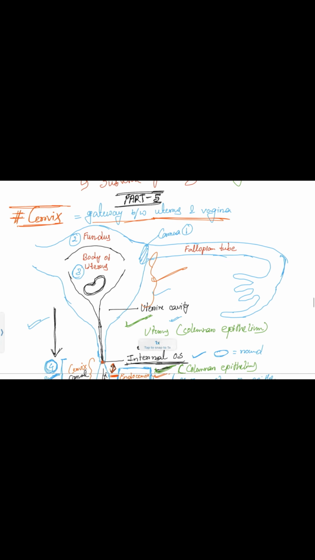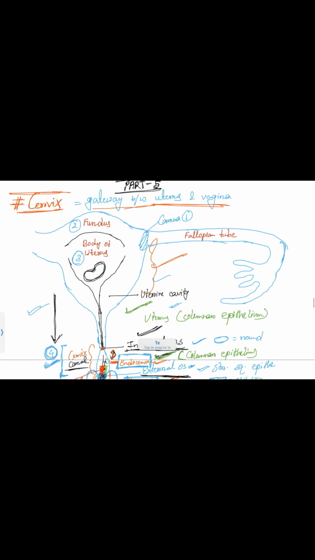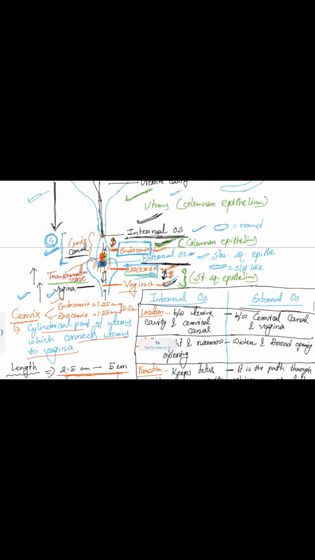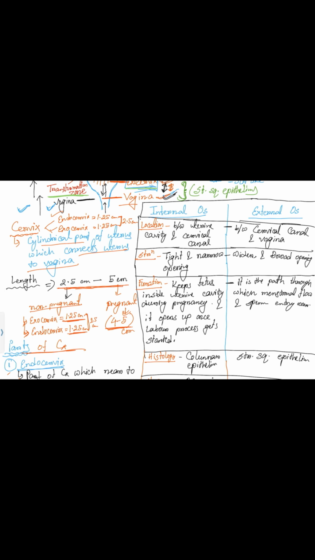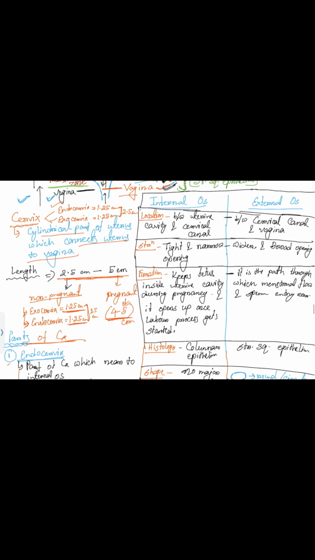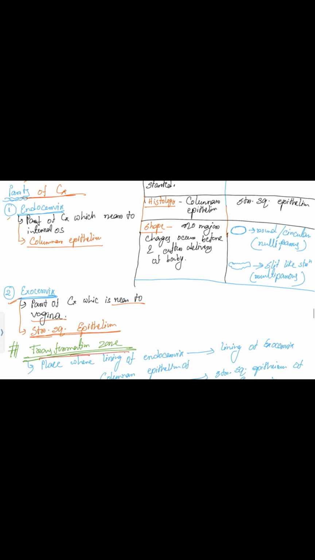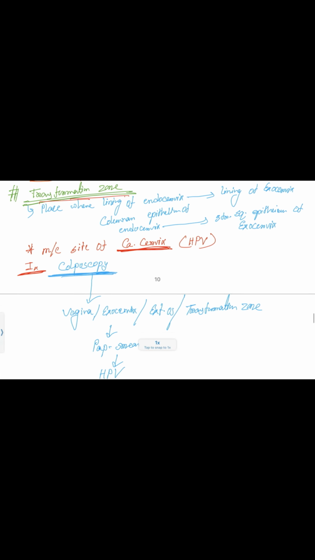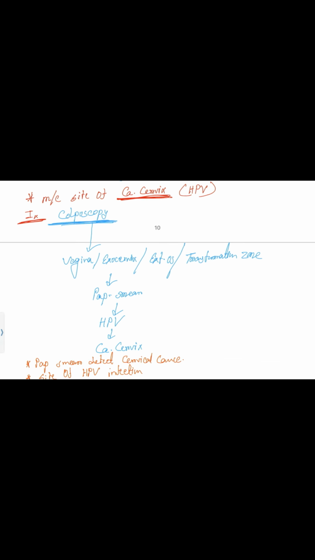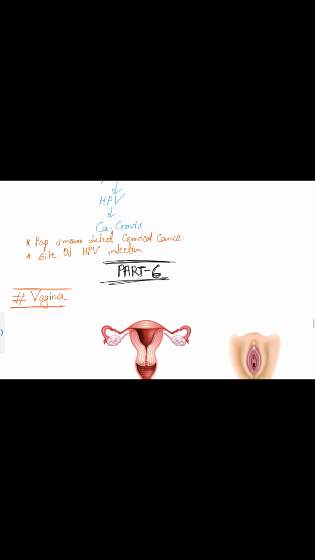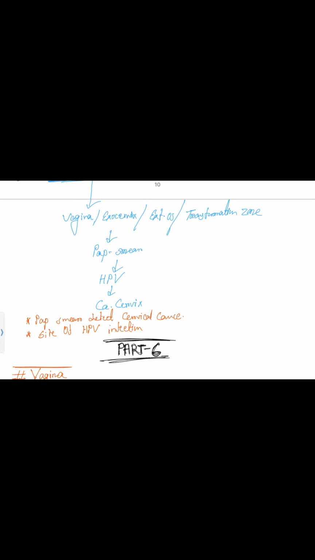Then we proceeded to part 5 where we discussed in detail the cervix, its length, breadth, and the basic difference between the internal os and external os. Then the parts of the cervix like endocervix and exocervix, what the transformation zone is, and the investigation of choice: if a female has CA cervix, how will you diagnose it.